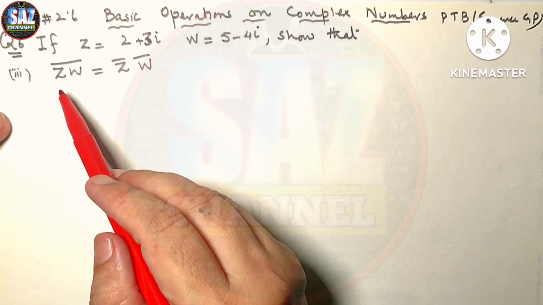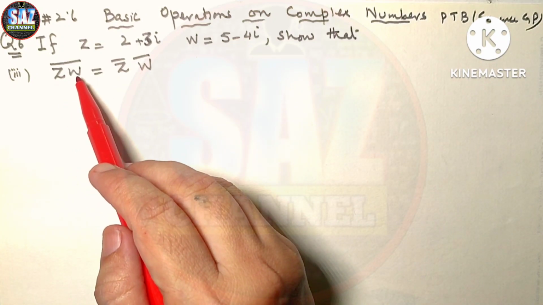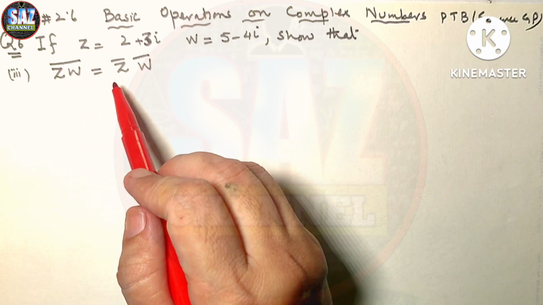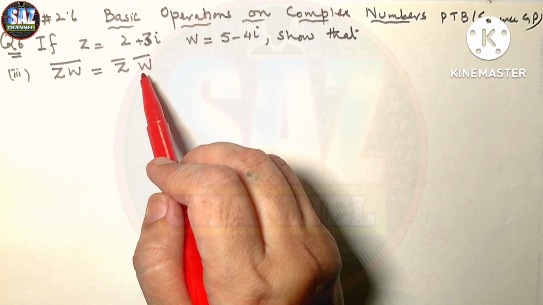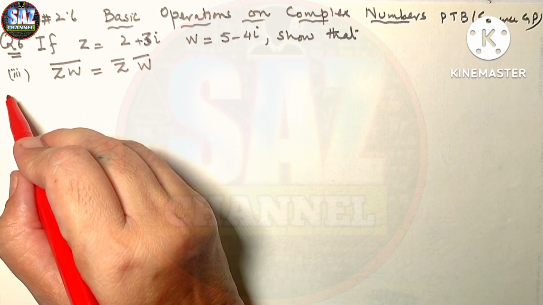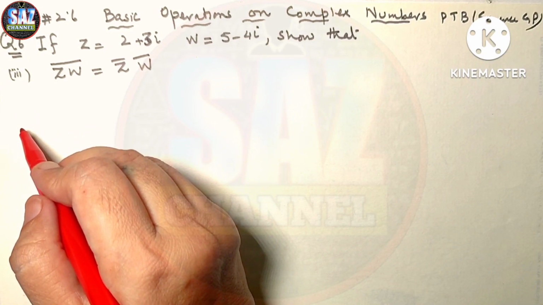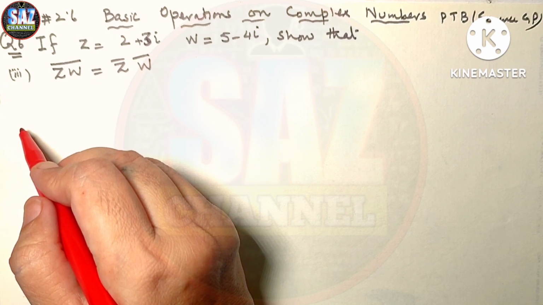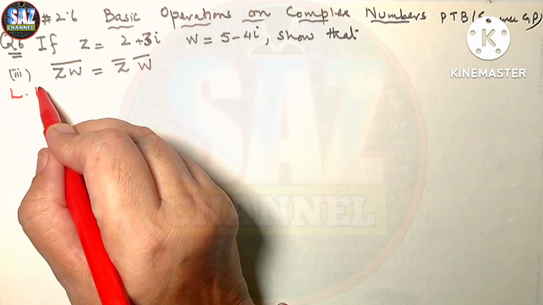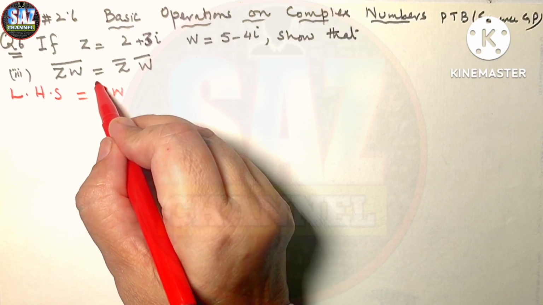The question is that for these two complex numbers, we have to show that the conjugate of the product of these two numbers equals the product of their individual conjugates. According to board pattern, we have to take each side one by one, students, and then find the answer, and finally see whether the answers are the same or not. First, suppose I am taking the left hand side, that is (ZW) whole bar.